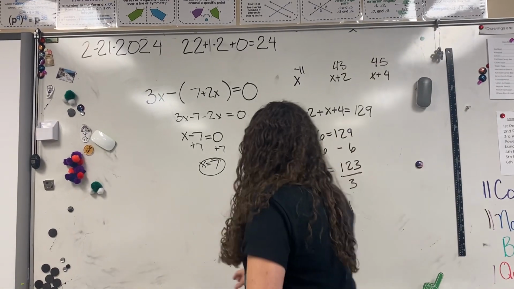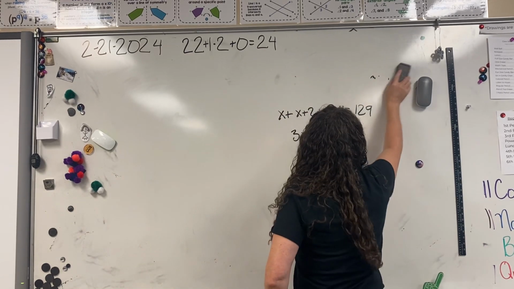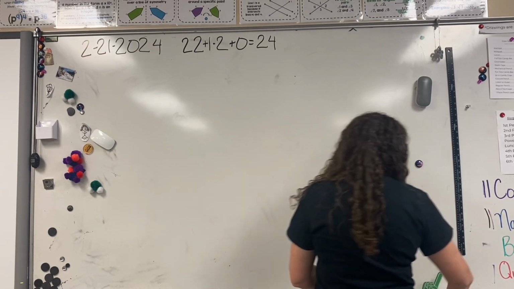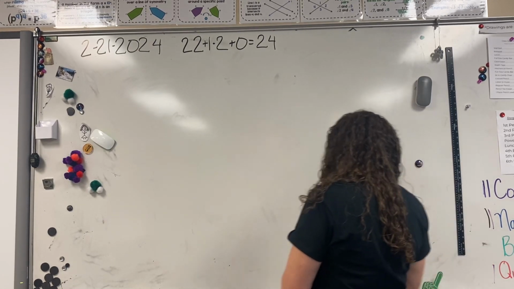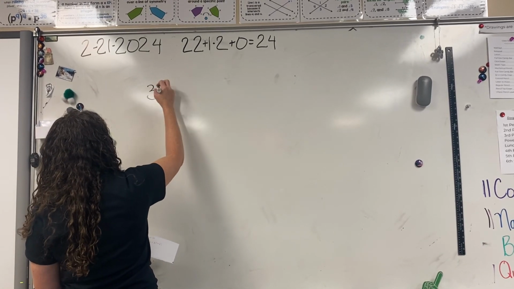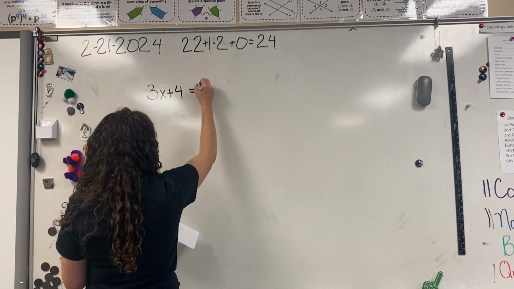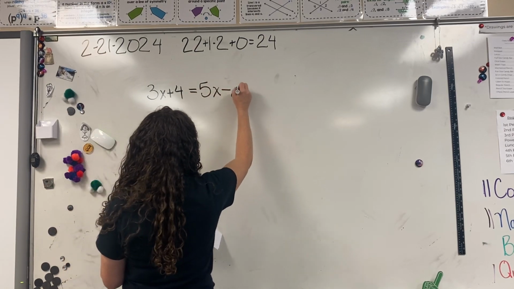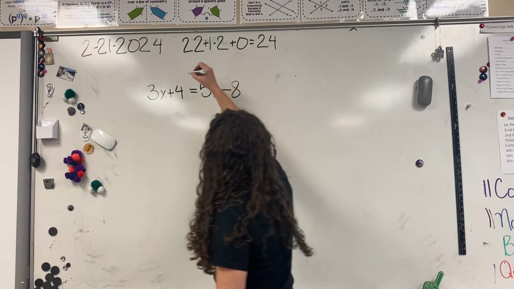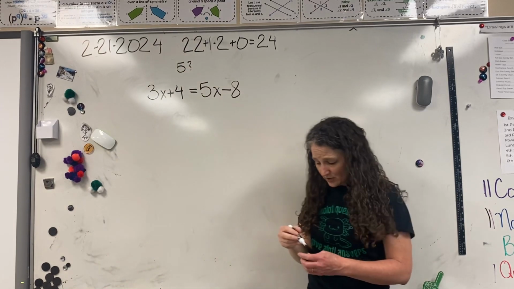So yesterday we solved equations. Today is quite a bit easier because we're just testing numbers to see if they are true. For example, let's say I have this equation: 3x plus 4 equals 5x minus 8. Give me a number between 1 and 10. 5. I heard 5. The question is, is 5 a solution to this problem?